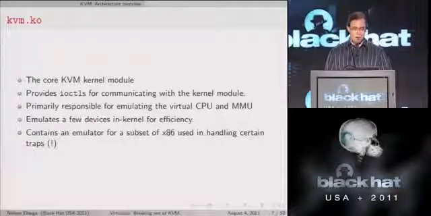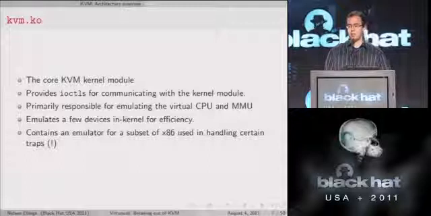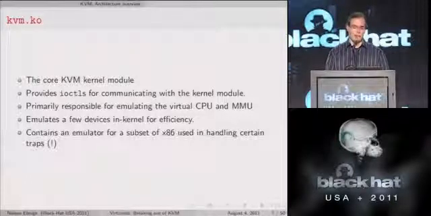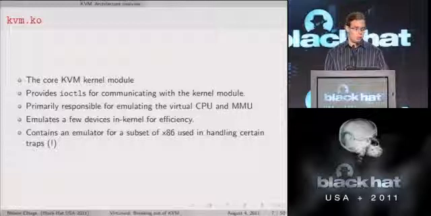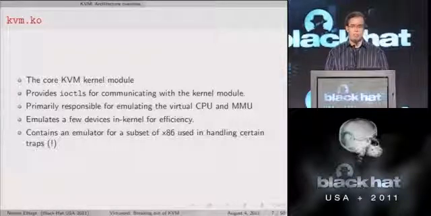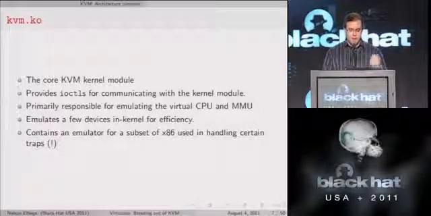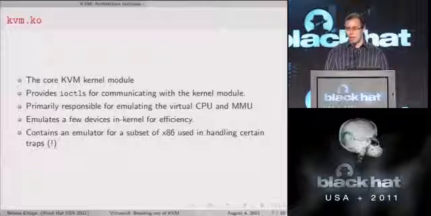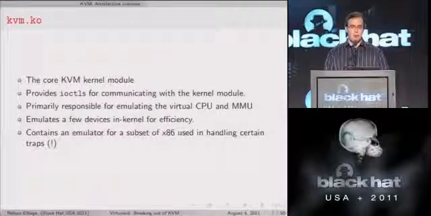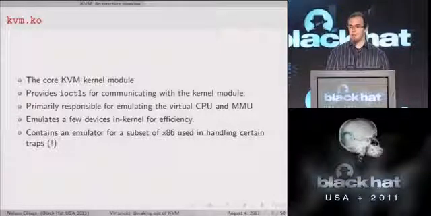So kvm.ko is the core piece of in-kernel code that lives in the Linux tree. It is the main kernel driver. It provides the interface for a user space driver to create a new virtual machine, allocate virtual CPUs, control memory mappings, etc. It's mainly concerned with emulating the CPU and the memory management unit, the core processor, using the hardware virtualization extensions. Although it does also emulate a few hardware devices directly in kernel for efficiency, so that you don't have to call out to user space.